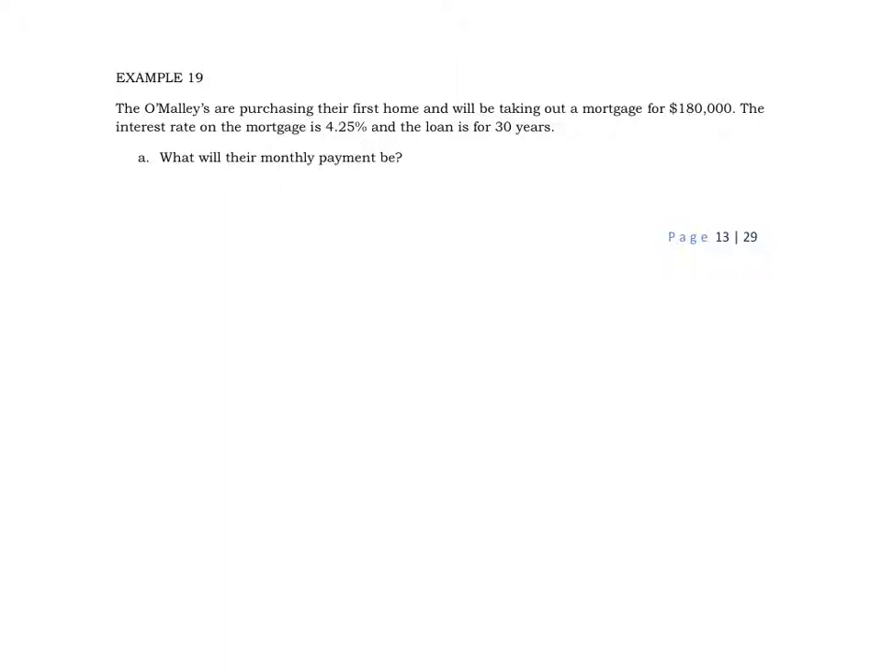Well, first of all, since we're talking about purchasing a home, we know that it's going to be the loan formula. So the mortgage, that's going to be the principal. We're taking out a $180,000 mortgage. The interest rate was 4.25%, so 0.0425. And the loan is for 30 years. Our time is 30. And we want to know what the monthly payment will be.